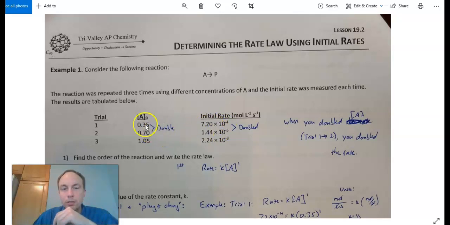But when we doubled the concentration of A, we doubled the rate. And so anytime you do one thing to the concentration and the same thing happens to the rate, that means it's first order. And so then we automatically know that in our rate law, A is going to have an exponent of 1 for the first order. So we can write our rate law as rate equals k times A to the first. The 1 is optional, of course, you don't need it. Not bad, eh? Pretty simple, huh? Just using your old noggin.